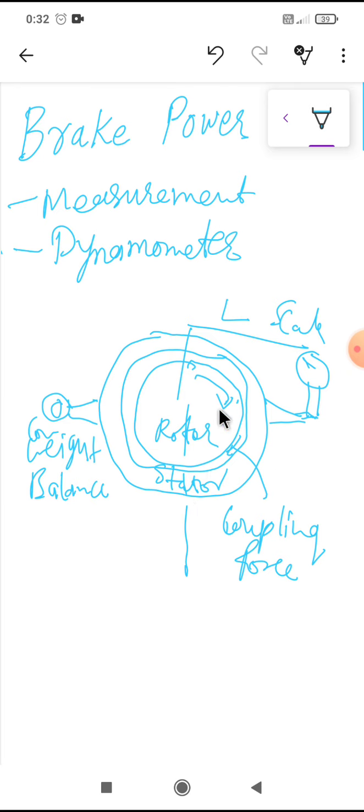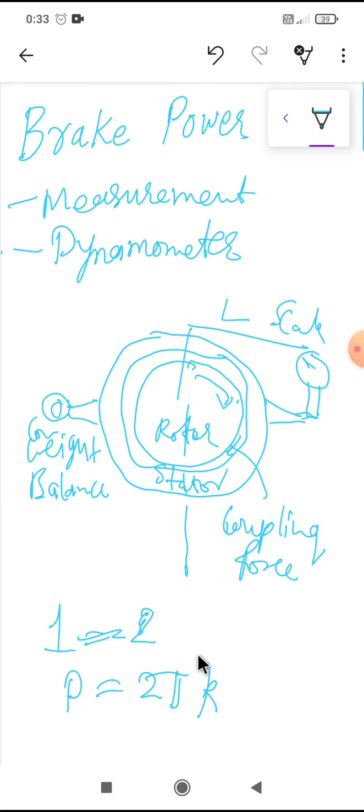This figure shows the basic principle of a dynamometer. It is a rotor driven by the engine. The rotor, meaning the wheel, is driven by the engine, and it is mechanically, hydraulically or electromagnetically coupled to a stator. For every revolution of the shaft, the rotor periphery moves through a distance of 2 pi r.